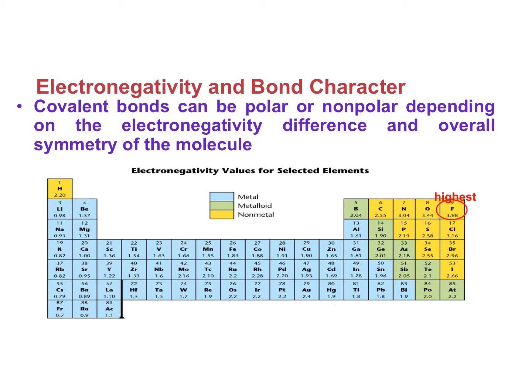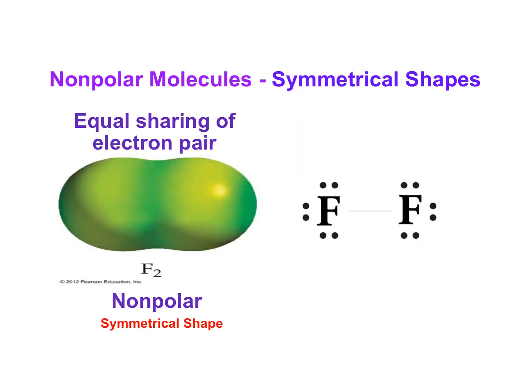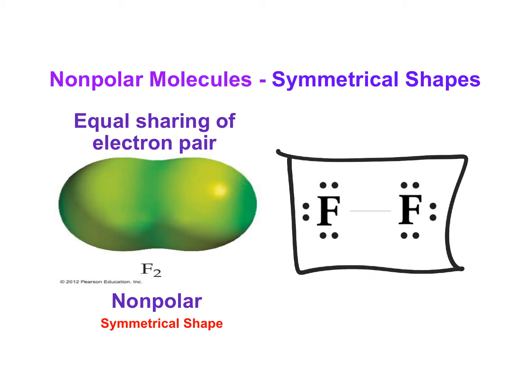And we will talk about this in just a second. So a nonpolar covalent bond is when the molecules have an equal sharing of the electrons in the molecule. This is often a symmetrical molecule. Just like we have F2 here, everything is symmetrical. So symmetry, if we draw a line down the middle, does everything look the same on both sides? The answer here is yes. There's an equal sharing of the electrons in this bond here, and everything is symmetrical.